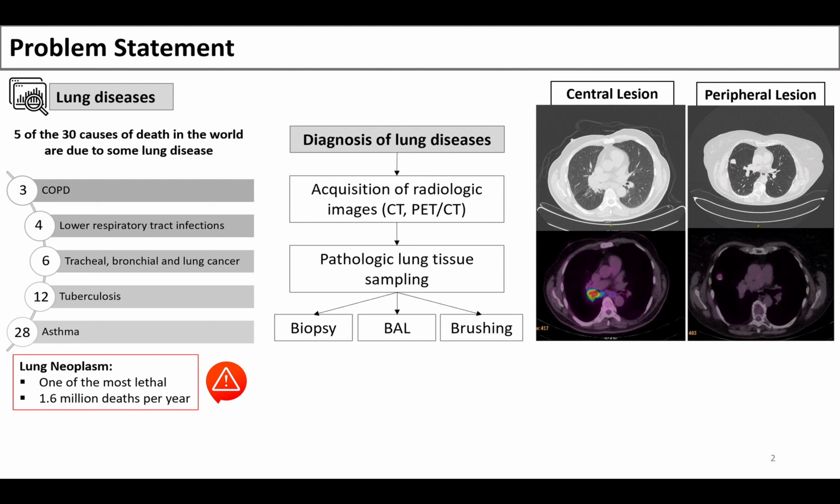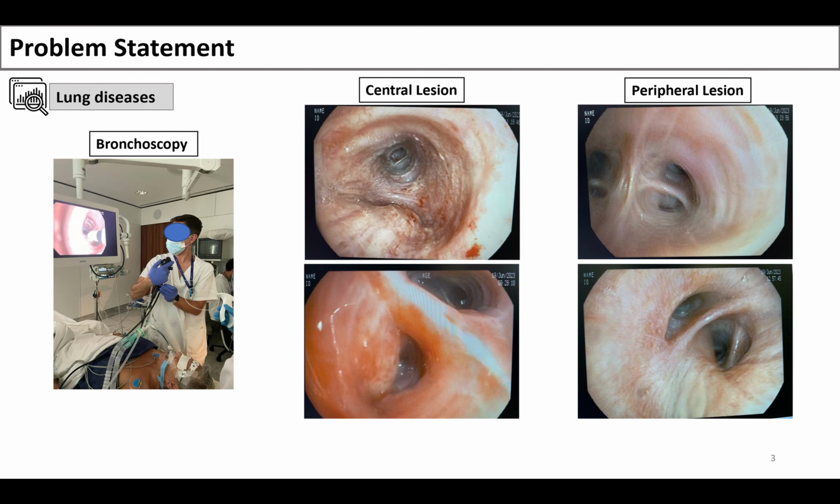When lesions are located in the central tree, the sampling is relatively easy. However, in peripheral lung lesions, the sampling is more complicated. This is an example of how the sampling is performed through a bronchoscopy. As we can see, with central lesions, there are visible tissue changes due to the pathology. However, in peripheral lung lesions, there are no apparent changes.